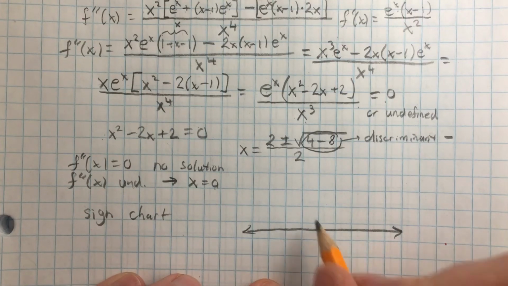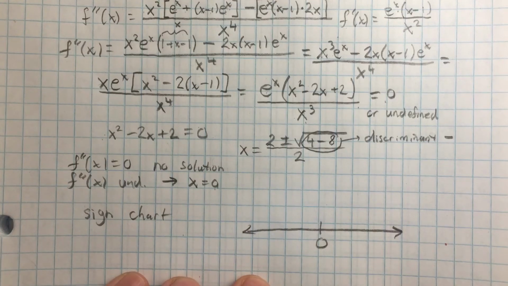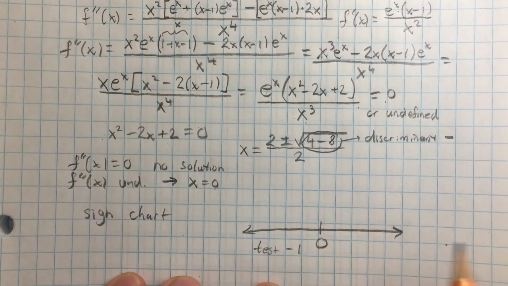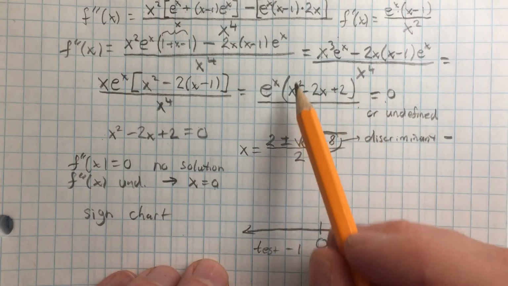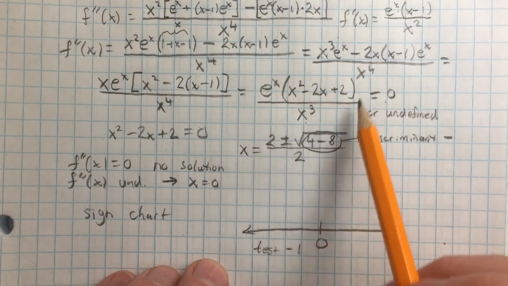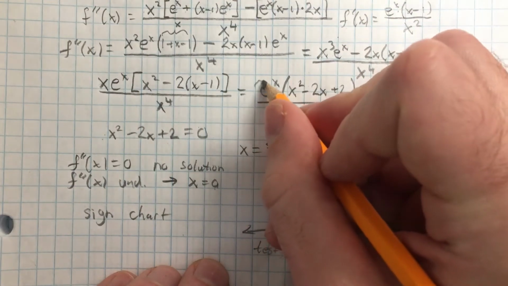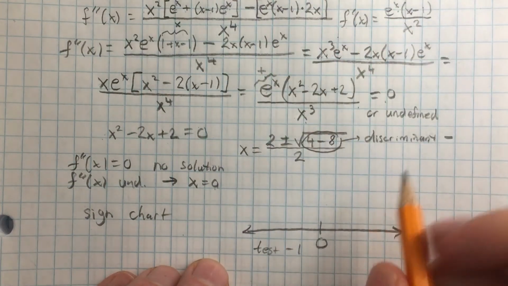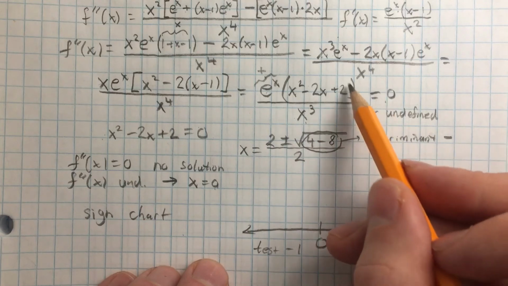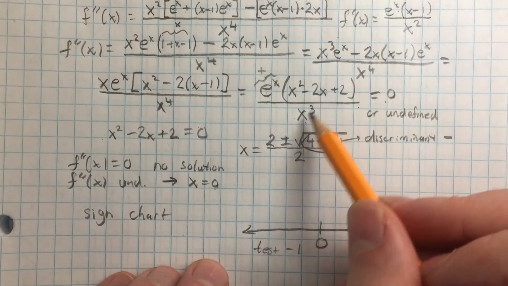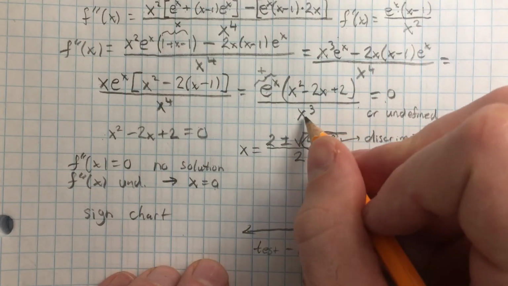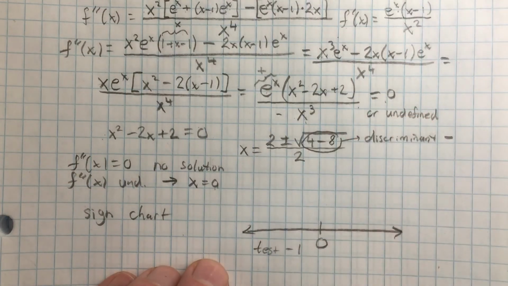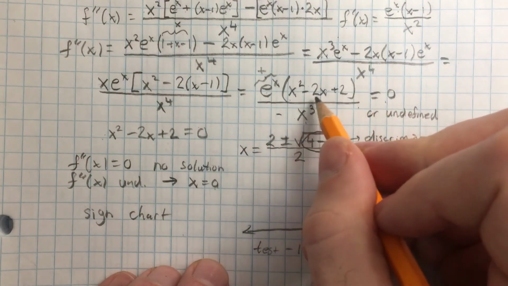All right, we only have one value to put on, that's 0. So let's see what happens. If we take a value less than 0, we'll test negative 1, for instance. We put negative 1 back into the second derivative in its most pristine form here. This factor is always positive again, so we don't have to even think about it. But the sign of the second derivative is controlled by two different factors now. When x is negative 1, for sure x cubed is negative. But what's going on here with x squared minus 2x plus 2?